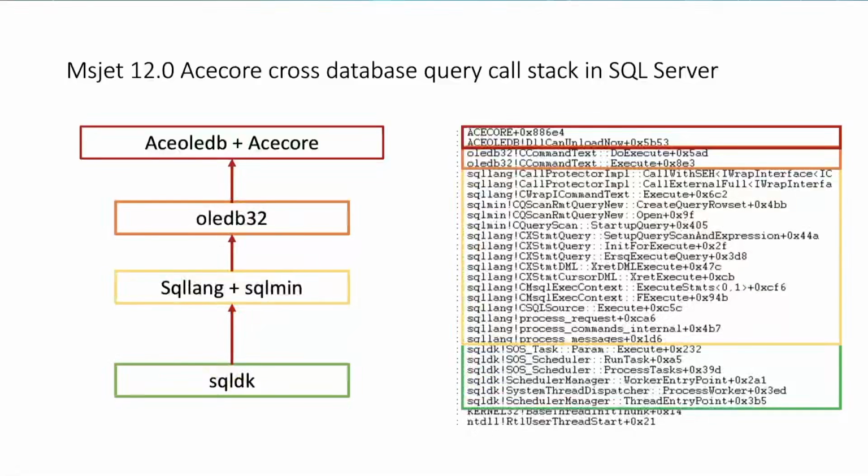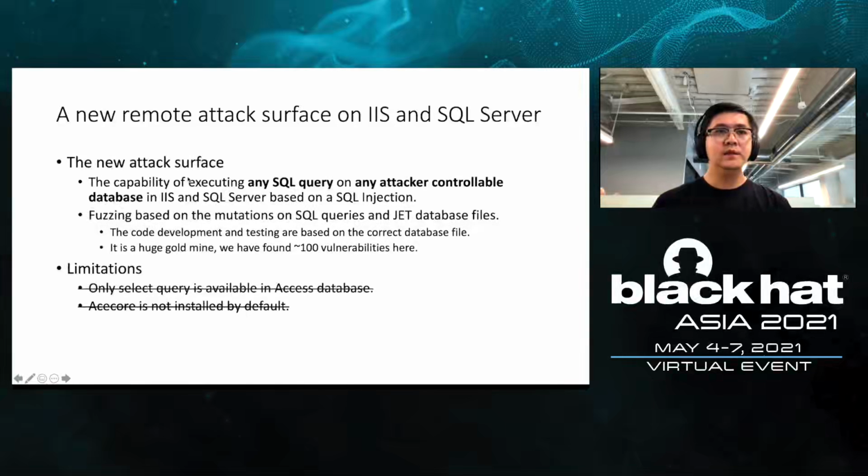If we use Jet 12.0 as the provider, you can see SQL Server will use functions in ACE core to open the external database. Finally, it will also call create file as we showed before. Let's summarize this new attack surface. It grants attackers the ability to execute any SQL queries on any attacker-controllable database in IIS and SQL Server based on a SQL injection. It means vulnerabilities in the Jet database engine can be used to attack IIS and SQL Server.